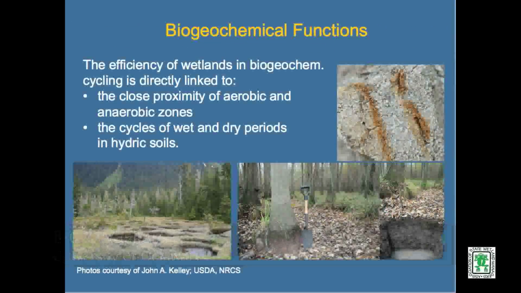So I'll address some of the biogeochemical functions next. These refer to processes that either change the chemical composition of a nutrient or pollutant, or spatially transfer these compounds. For example, the removal of phosphorus from a water column. And here's your second take-home message. The efficiency of wetlands in biogeochemical cycling is directly linked to the close proximity of aerobic and anaerobic zones and the cycles of wet and dry periods in hydric soils.